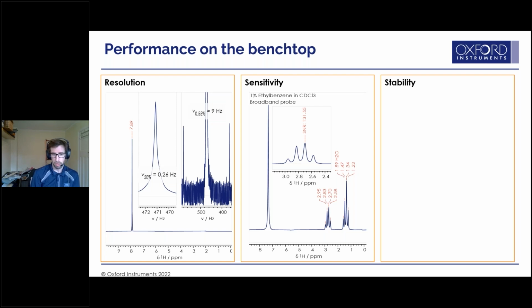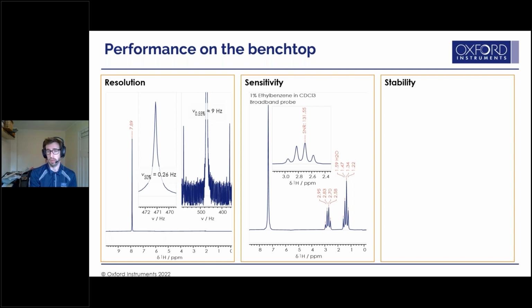Now with these benchtop instruments, they're based on permanent magnets. Those materials themselves are hugely temperature sensitive. So in order to ensure that you're seeing changes in your chemistry and not just changes in your instrument, you need to be able to control that incredibly well. So we need to measure stability.